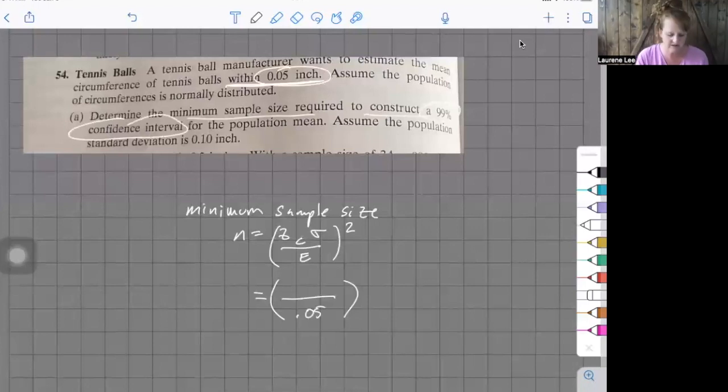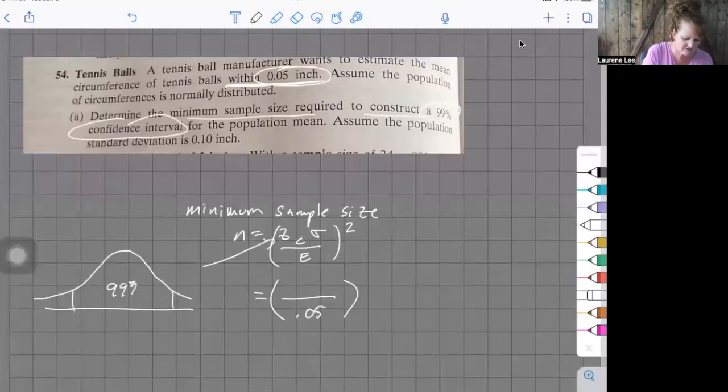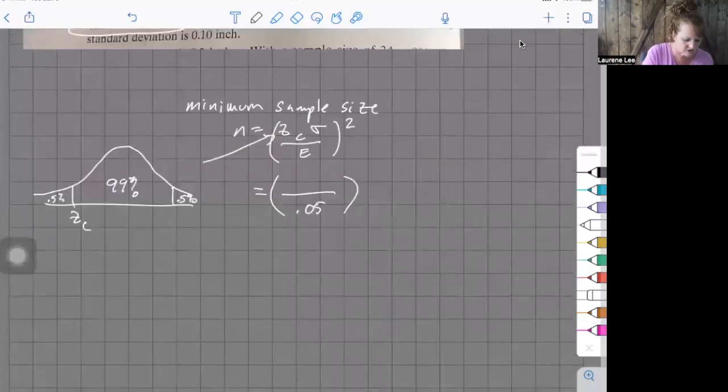Now, this goes back to where I said you don't have to use this very often, but you do have to use it here. That Z critical, that's this value, remember, on this normal distribution. I want a 99% confidence interval. That means that I have 0.5% on either side. And I want to know, this is my Z critical value, and you need to find that. So you're going to go norm, inverse CDF.